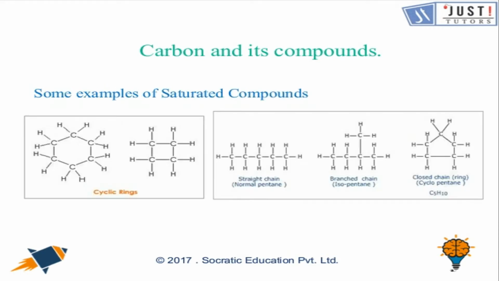Well, these are some examples, like we have discussed about alkanes. We can see that in all these compounds we have single bonds only. The saturated compounds may have different structures as well, like chains, rings, and branches.